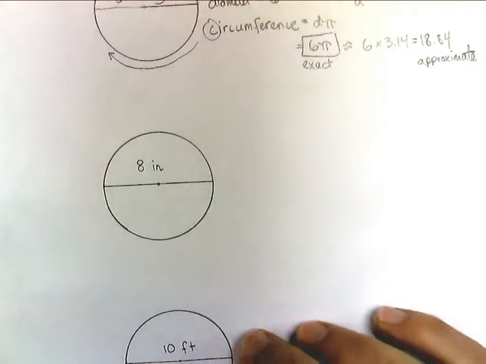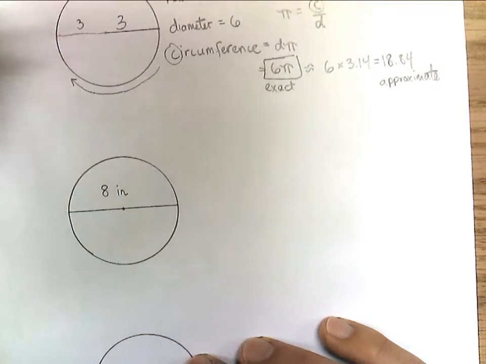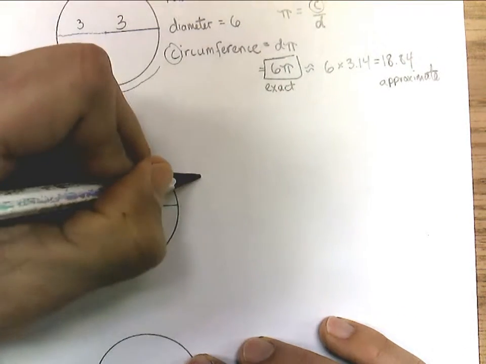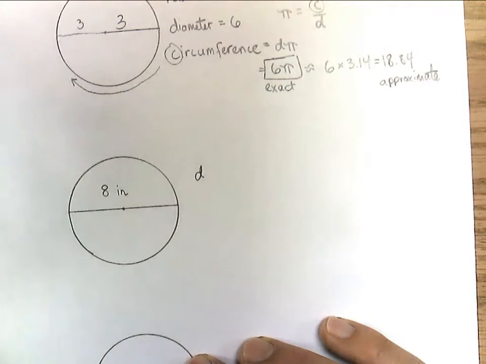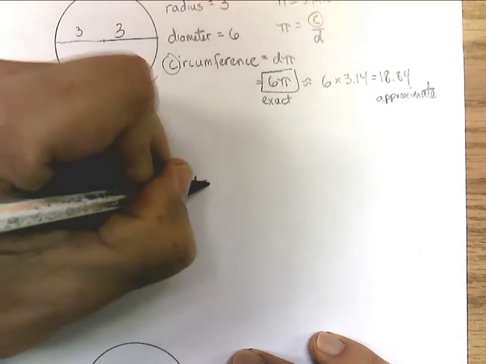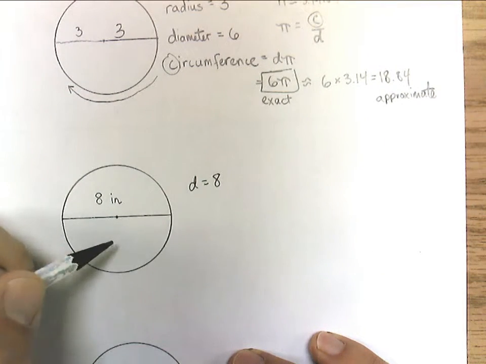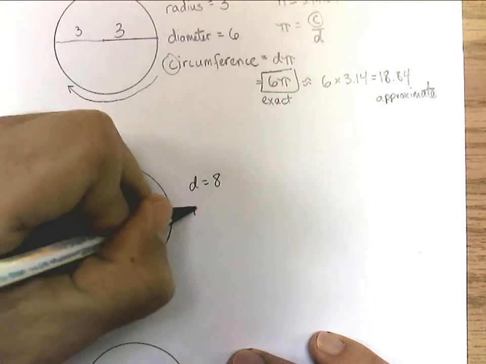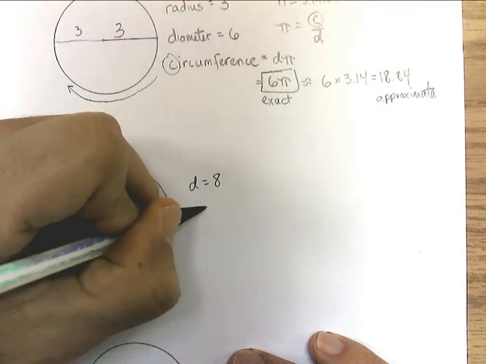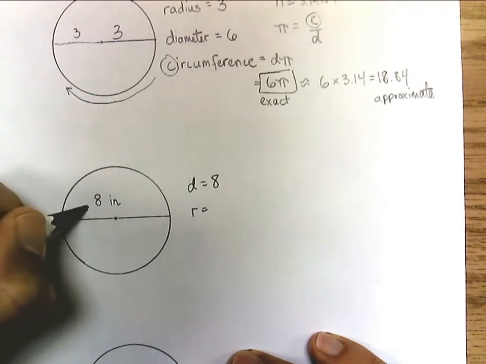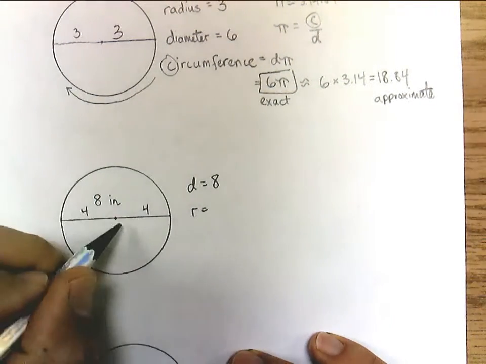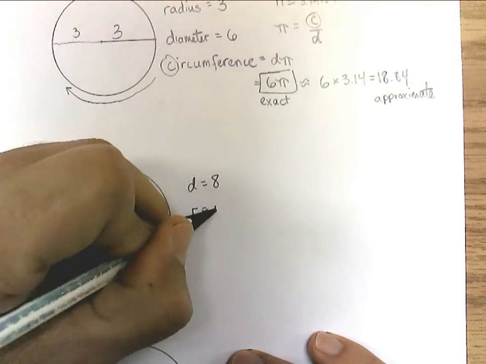Okay, let's go on with this one. We know that the diameter, I'll call it d, is 8. Okay, if the diameter is 8, then that means the radius is equal to half that. That means this is 4 and this is 4. And so the radius then has to be 4.